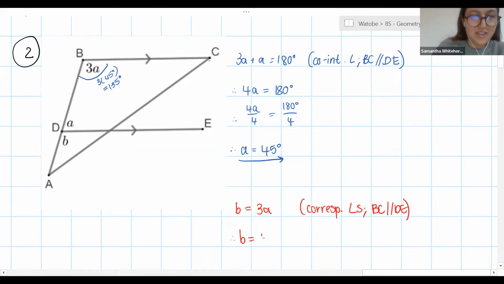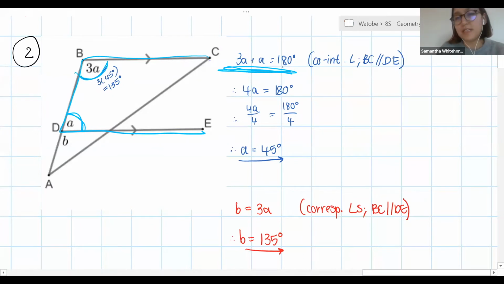Right, Emmanuel, thank you. That was great. Okay, guys, just to run through, because that was quite fast, but absolutely 100%. To get A, what we saw was we had the U shape. So I'm just going to highlight that for us. We've got our U shape over here, which means that when I add A and 3A, I should get 180 degrees. Then it's just a case of solving the equation.